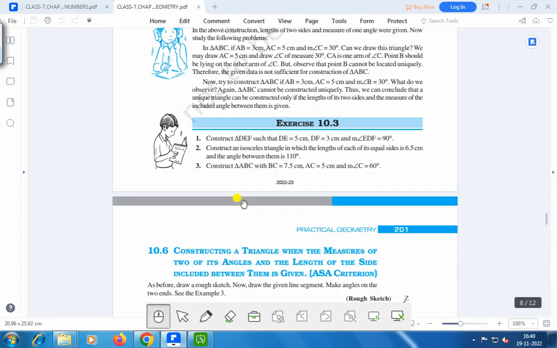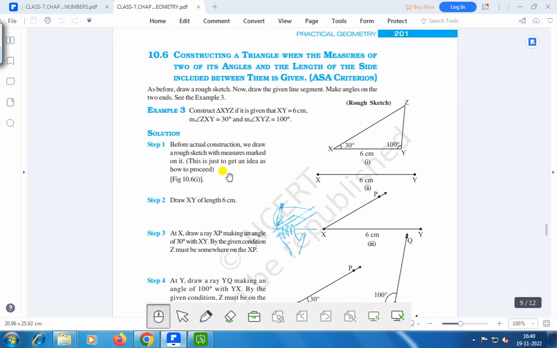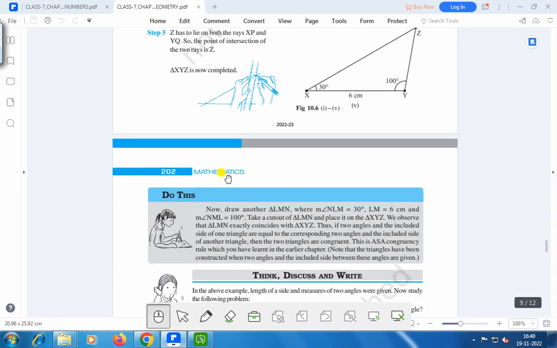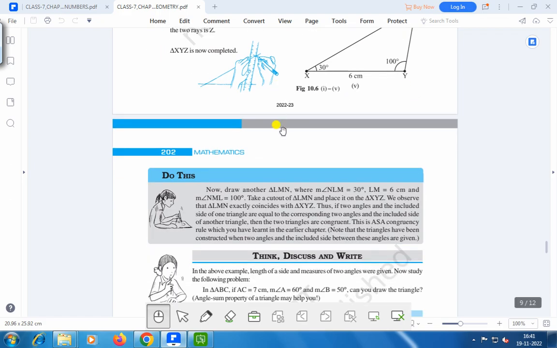Next one is this one. Constructing a triangle when the measures of two of its angles and the length of the side included between them are given. How do you draw this? First of all, draw a line of 6 centimeter, and with the help of a protractor, draw angle 30-degree and extend this line. And with the help of a protractor, draw here 100-degree and extend this line. And these two lines will cut at the point Z. Then ZXY is the required triangle.